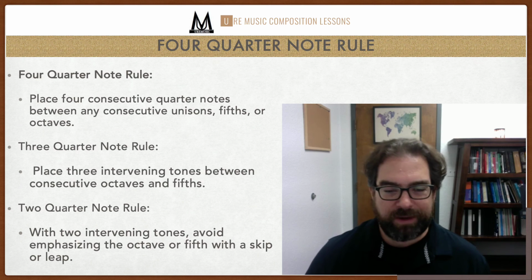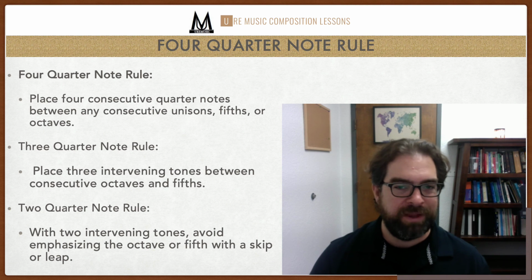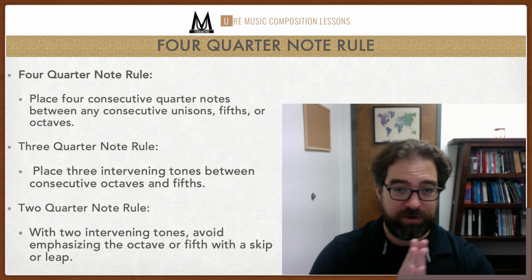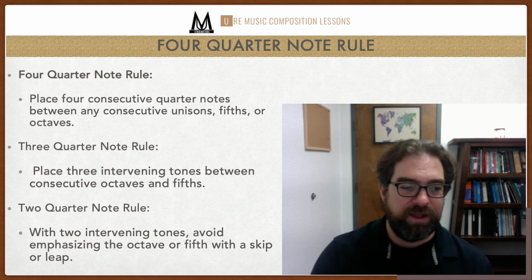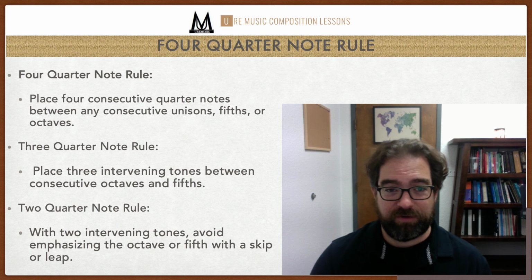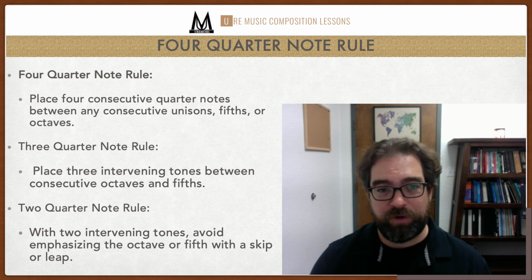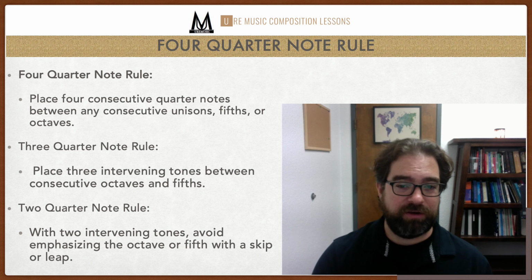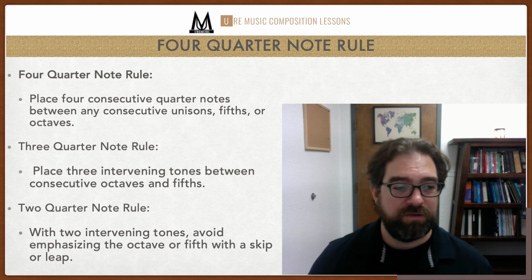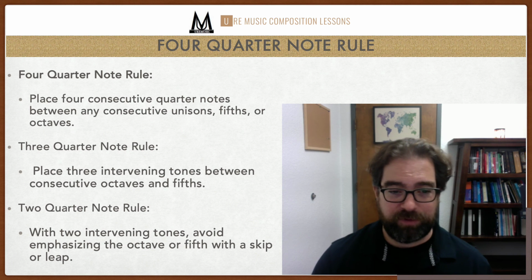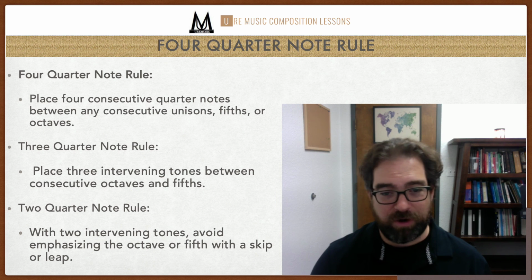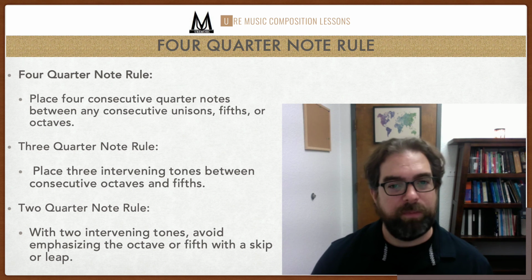on the downbeats. So we have one more guideline to talk about, and it's sort of known as the 4 quarter note rule. The other one, the 3 quarter note rule and the 2 quarter note rule, those are really for those of you that can remember the information on the previous slide and understand how these subtle differences between these 3 rules actually work. So with the 4 quarter note rule, this is how you're safe. This is how you can avoid making any sort of mistake with your octaves, your unisons, or your fifths. So if you place 4 consecutive quarter notes between any consecutive unisons, fifths, or octaves, then you're fine. You won't make any of these mistakes.